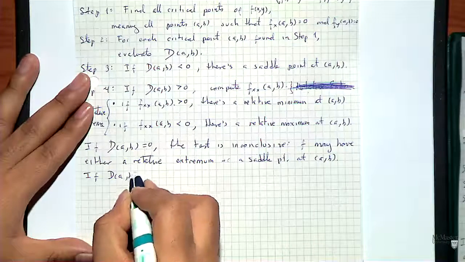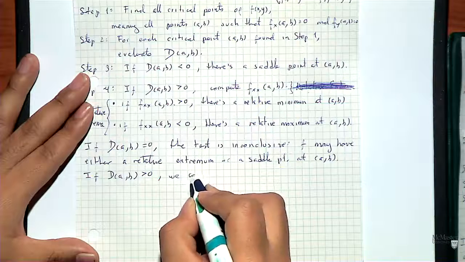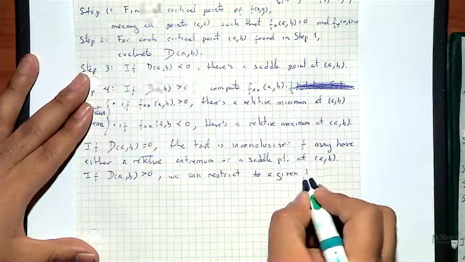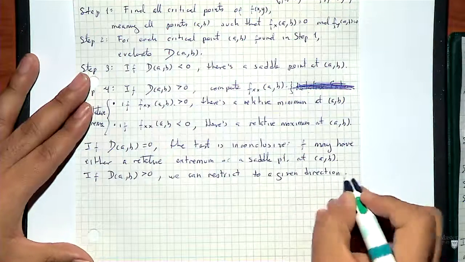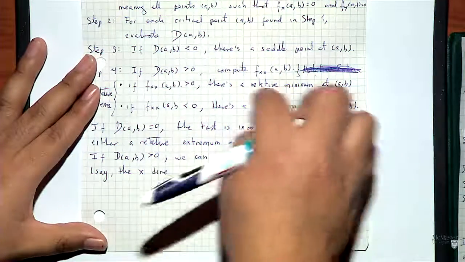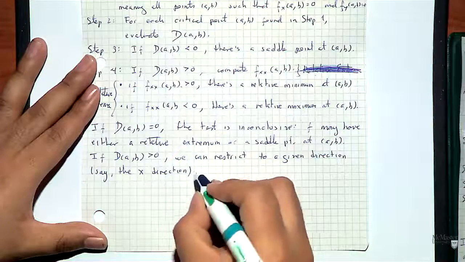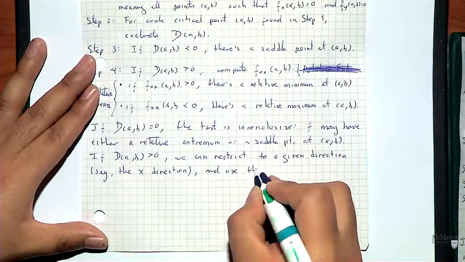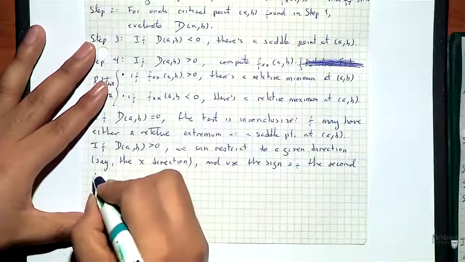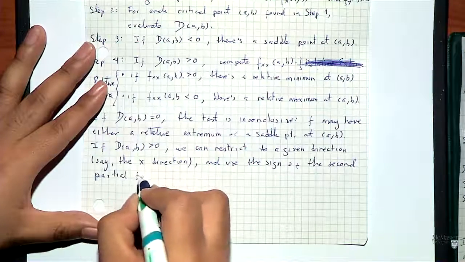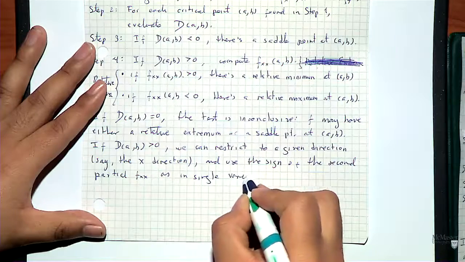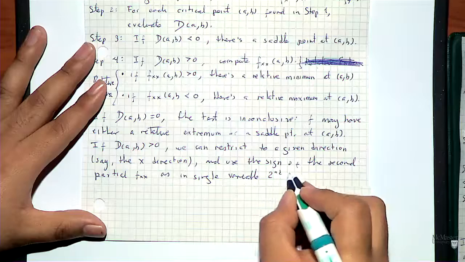So if D evaluated at the point (a, b) is greater than 0, we can restrict to a given direction, for example, the x direction, which is what we did actually when we stated this criteria, and use the sign of the second partial, f_xx, as in the single variable second derivative test.